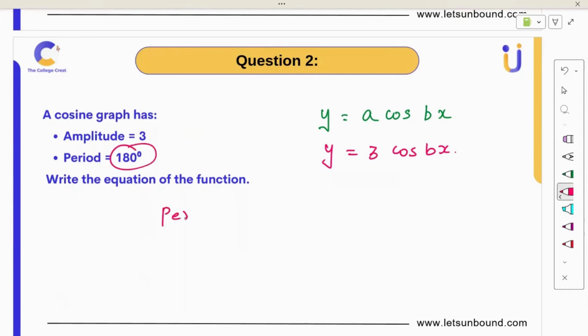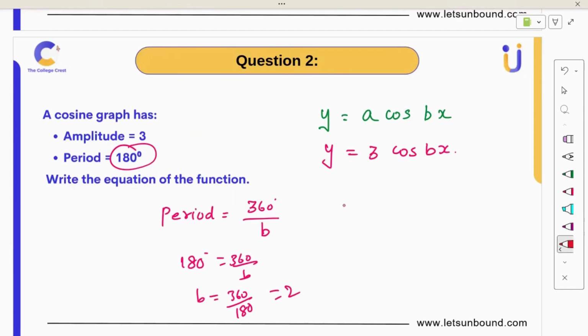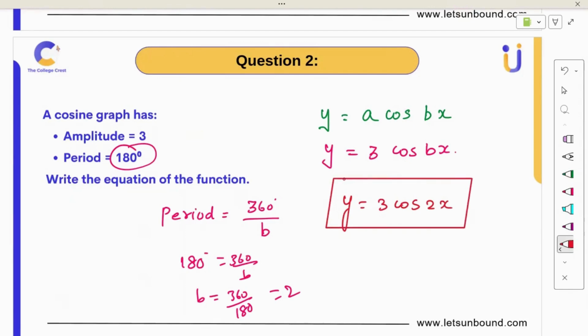Okay, period is 180. I know the period formula. Since they gave degrees, I'm going for 360 by b. And period 180 equals 360 by b. And we just solve for it. b equals 360 by 180, and you got 2. So that completes my equation. y equals 3 cos 2x. Okay, that's all.